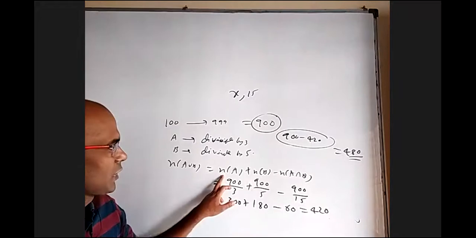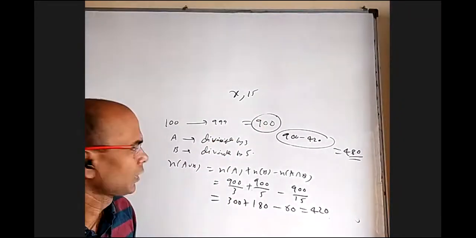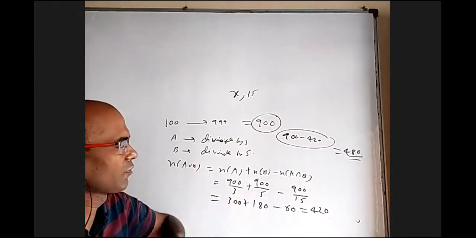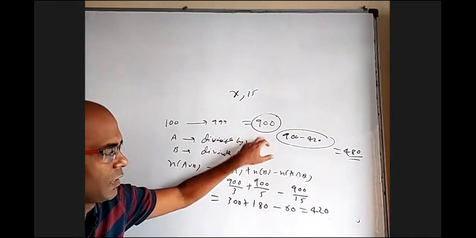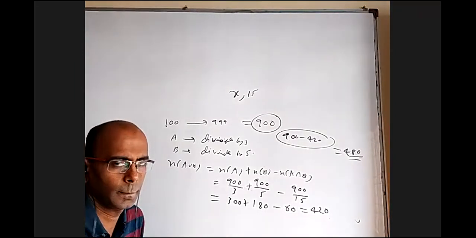How many multiples of 3? Out of 900 numbers, 1/3 will be multiples of 3. Out of 900 numbers, multiples of 5 are 1/5. Multiples of 15 are 1/15. Okay, sir.